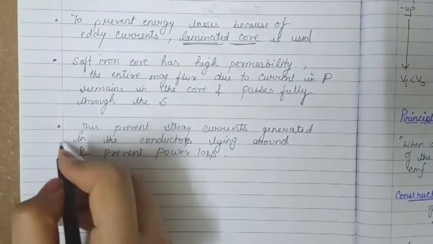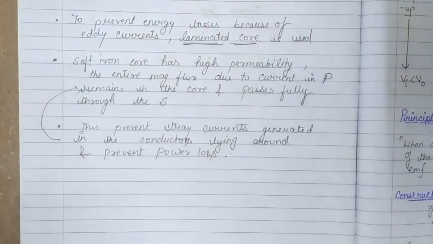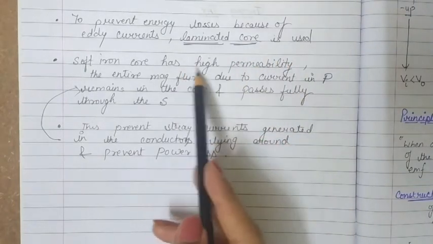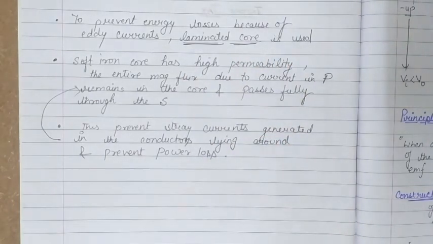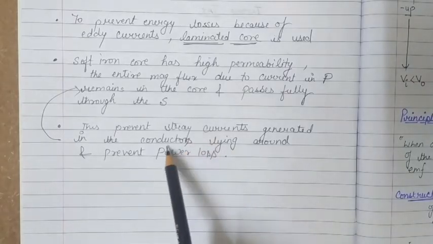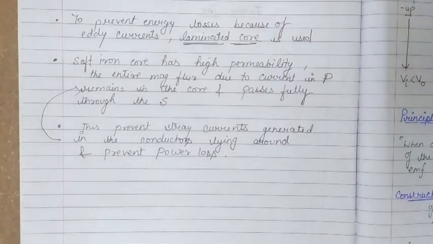So this is also because of the soft iron core and its high permeability. Since it has high permeability, the magnetic flux that was present is completely retained in the coil. उसके बाहर कुछ भी नहीं जाएगा. So the conductors around it will not have any stray current generated in them, and due to that there will be no power loss. We can prevent power loss by using a soft iron core which has high permeability.